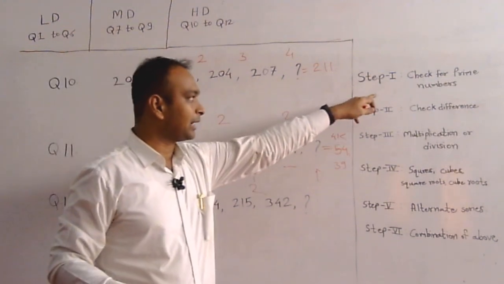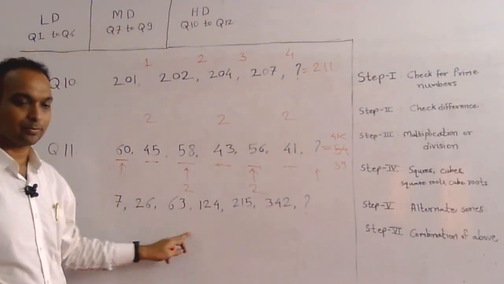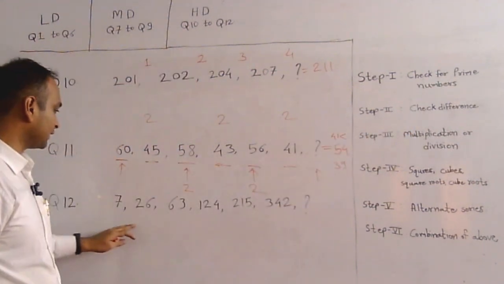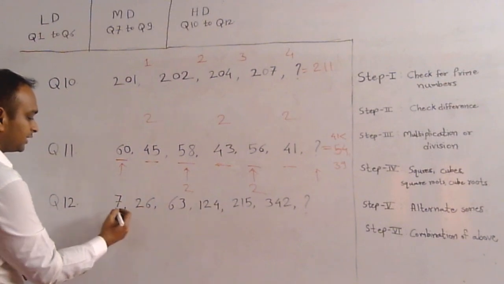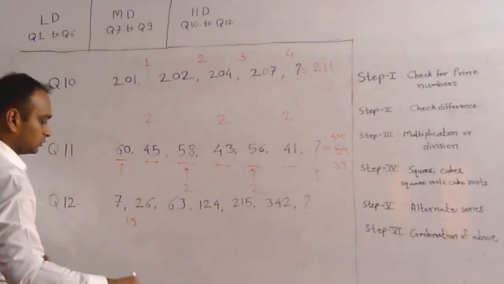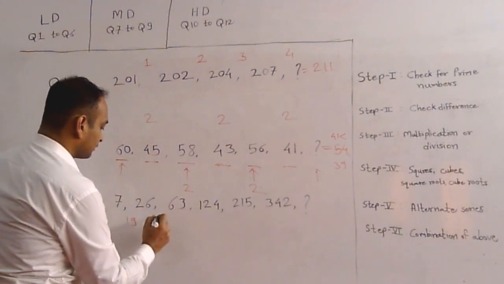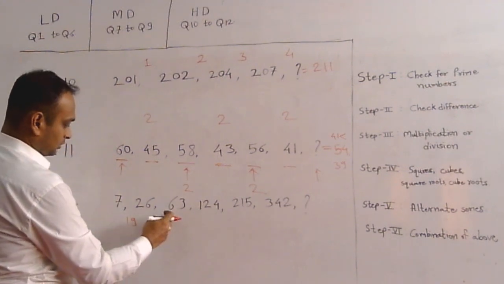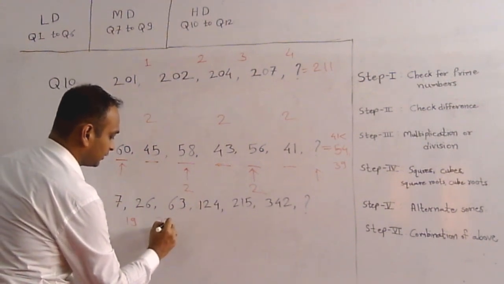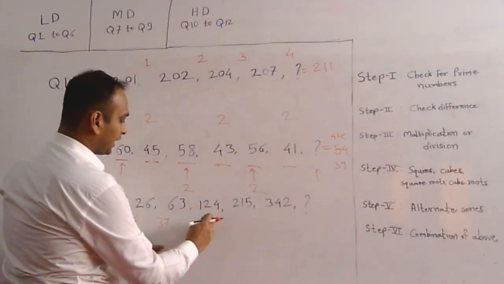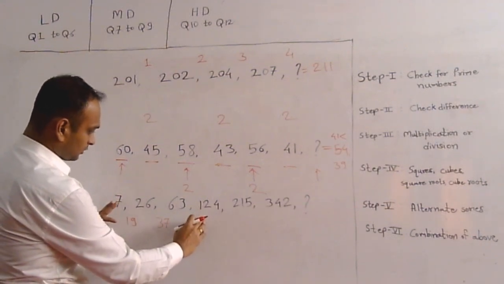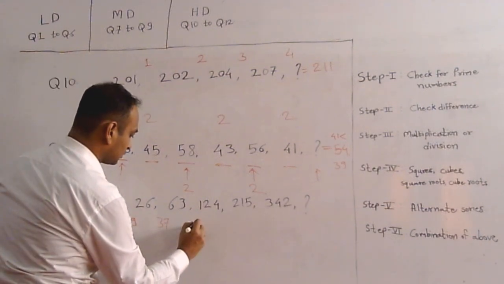So checking for prime numbers, obviously these are not prime numbers. Step number 2 is checking for the difference. Here 26 and 7, the difference is 19. Then 26 and 63, the difference is 37. 63 and 124, the difference is 61.